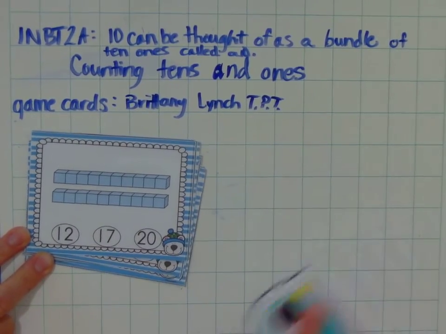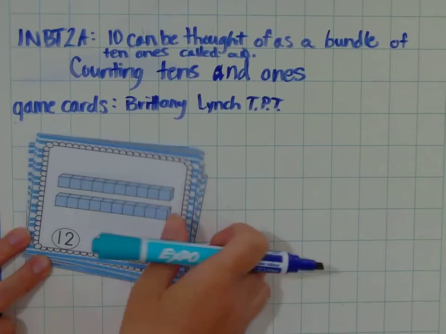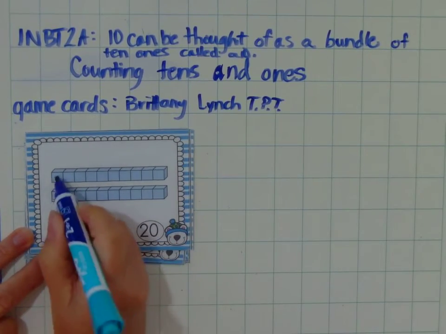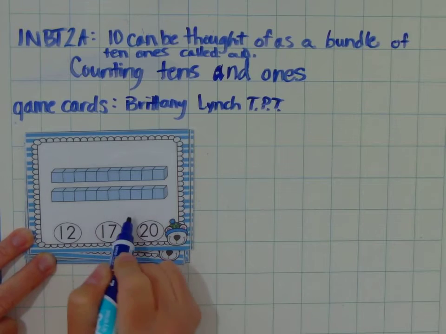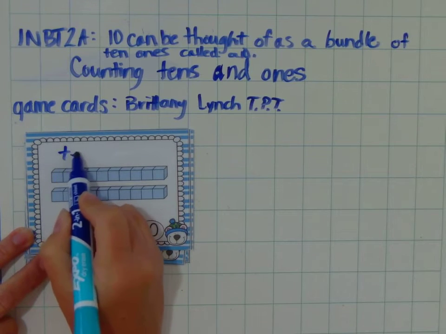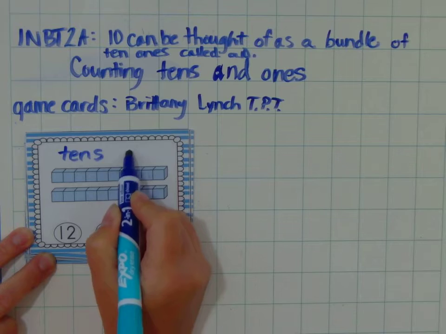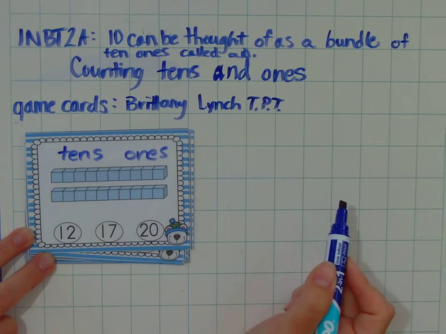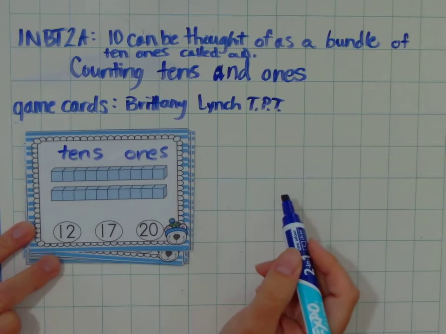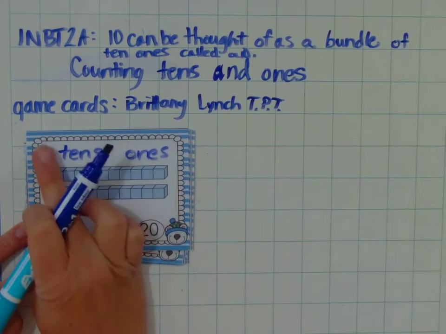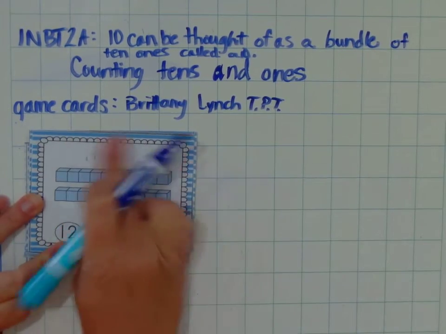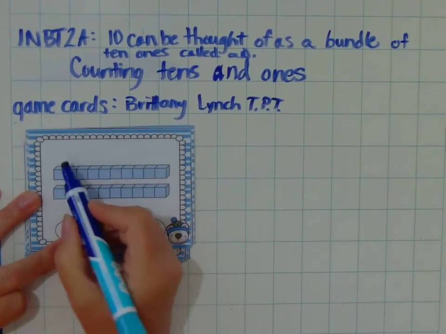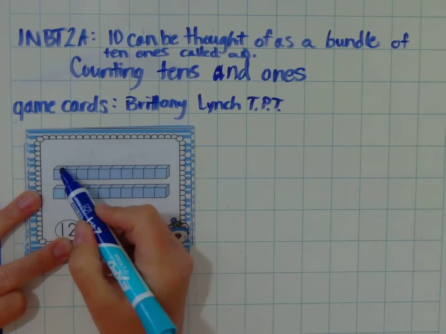Next problem. Let's see what the value of these are. I have, what do you guys know what these are called? Are they called tens? Are they called ones? They're actually called both. It's a trick question. When they are stuck together, let's count and see how many there are.